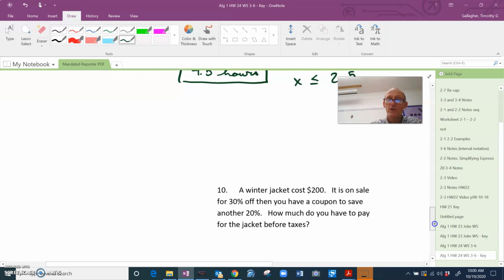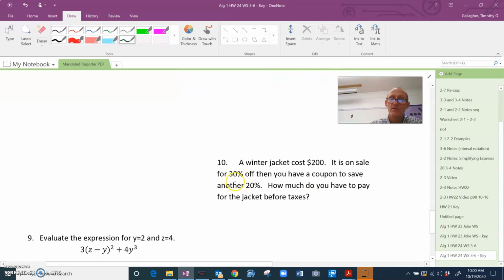All right, number 10, a winter jacket costs $200. It's on sale for 30% off. Then you have a coupon to save another 20%. How much do you have to pay for the jacket before taxes? Okay. Well, we're going to do 30% over 100 equals, okay, x over 200. Now, when we solve for x, we get x equals 60.